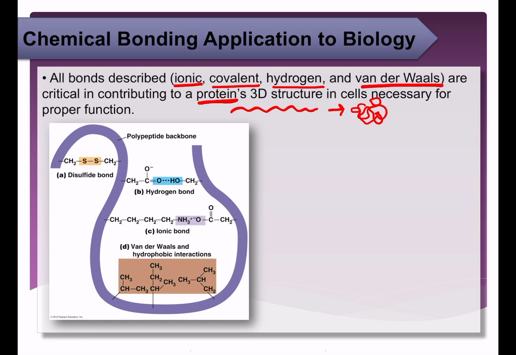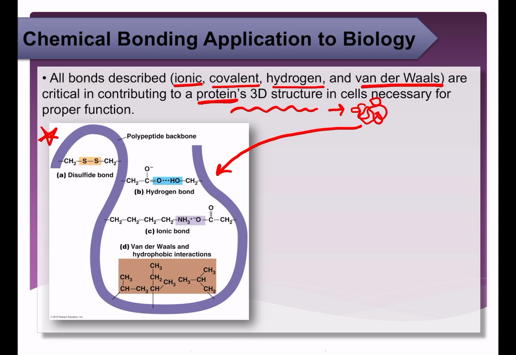So their three-dimensional structure is very critical for their function, and that three-dimensional structure is driven by the chemical interactions that can happen within the protein, as depicted by this particular image here. This is, of course, an overly simplified image of what a protein looks like. We're just looking at, for example, this particular loop here of the protein and zooming in on what can happen.